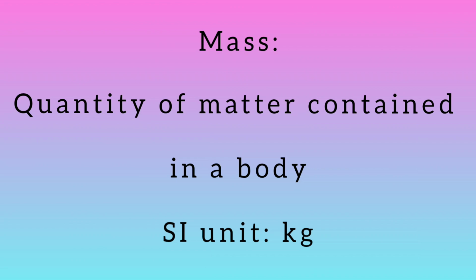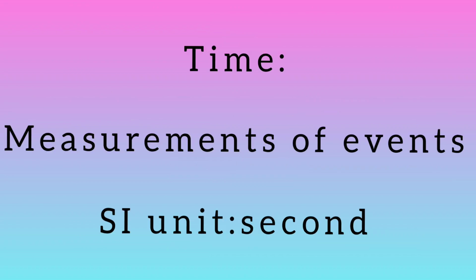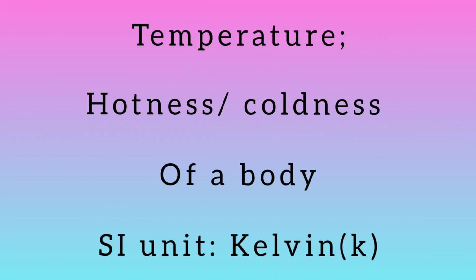Mass. Mass is the quantity of matter contained in a body. The SI unit of mass is kilogram. Time. Measurement of any events is known as time. The SI unit of time is second. Temperature. Hotness or coldness of a body is known as temperature. The SI unit of temperature is Kelvin.